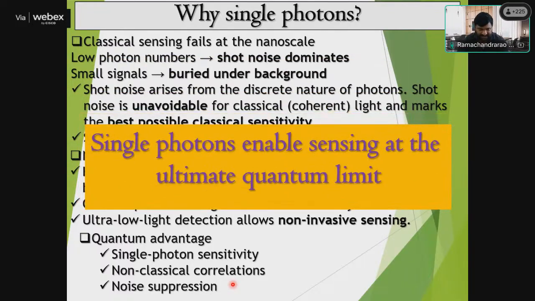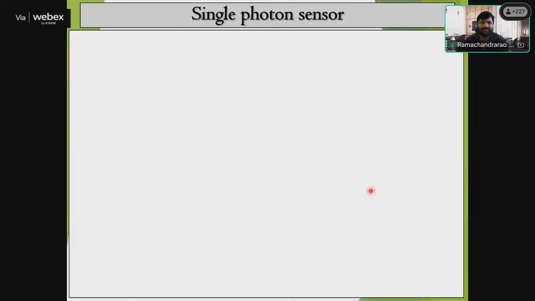So the take home message from this slide is that single photons enable sensing at the ultimate quantum limit. The single photon is the ultimate quantum limit. There is nothing better than this limit. Therefore, we do the experiment at the single photon level so that you can get ultimate sensing. This is the most important point. Then, how to design a single photon sensor?